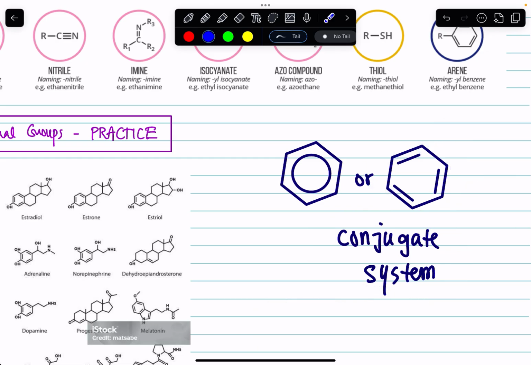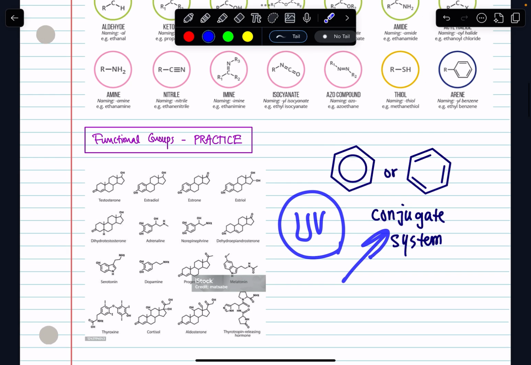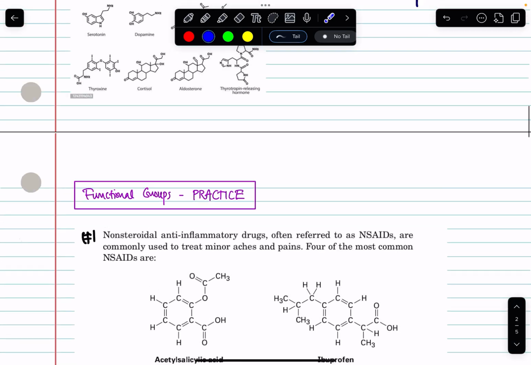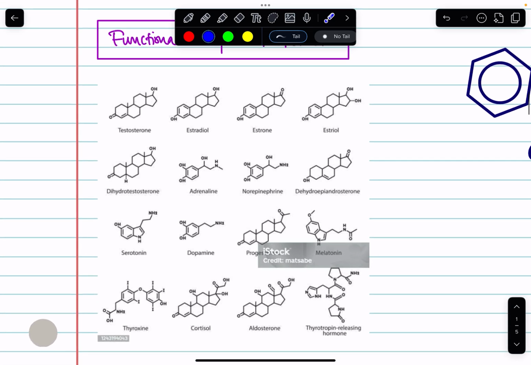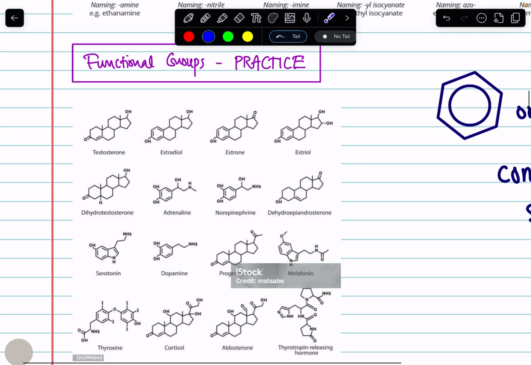For those of you who are doing UV, ultraviolet spectroscopy for your presentation, you will see how conjugate systems are applicable. I've listed a few charts here for you to practice. What I recommend is that you go through these molecules. Most of them are hormones in your body, such as testosterone, estradiol, estrogen. Look at these hormones and try to figure out which functional groups you see. I'll just give you one example.